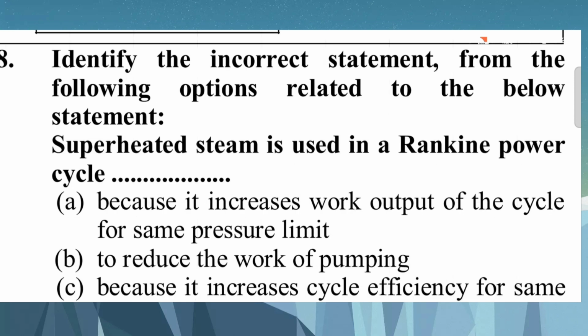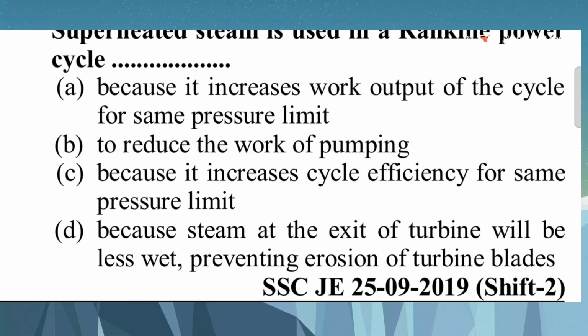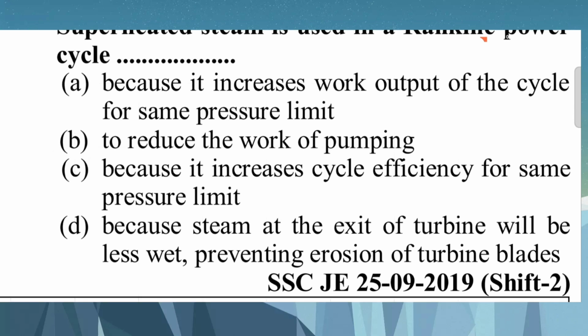Question number 48. Identify the incorrect statement from the following options related to the statement: superheated steam is used in the Rankine power cycle. A. Because it increases the work output of the cycle for the same pressure limit. B. To reduce the work of pumping. C. Because it increases the cycle efficiency for the same pressure limit. D. Because steam at the exit of the turbine will be less wet, preventing erosion of the turbine blades. B. To reduce the work of pumping.